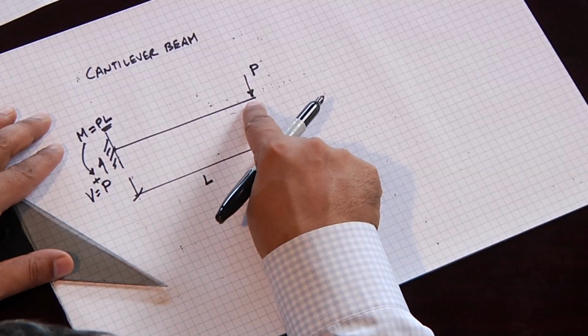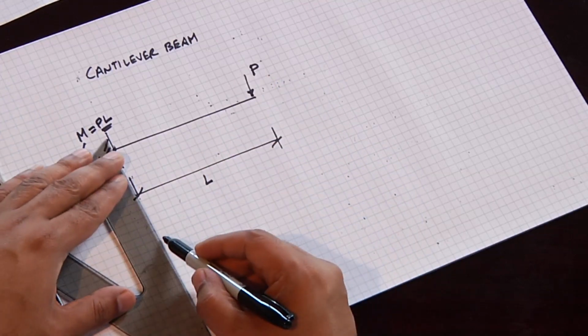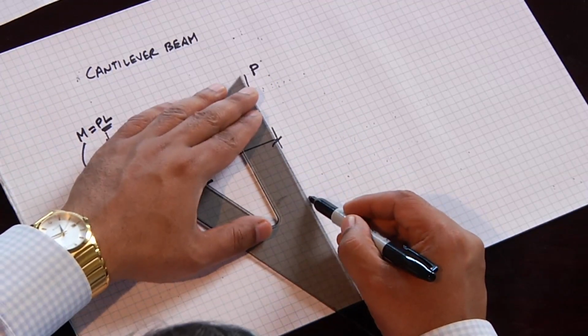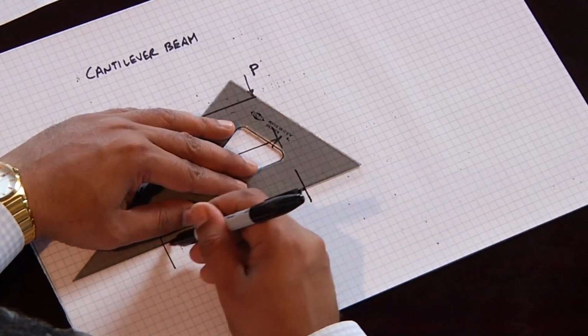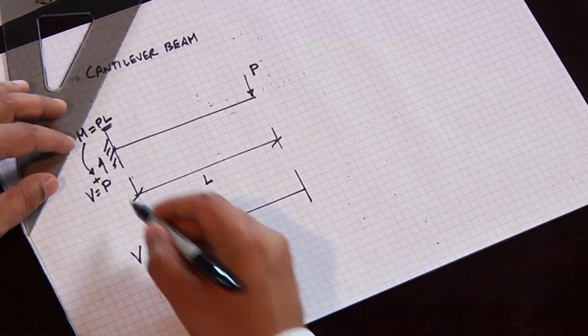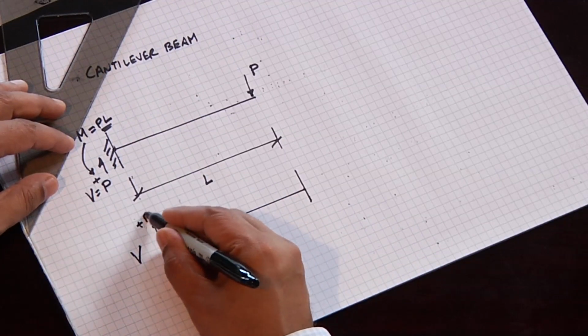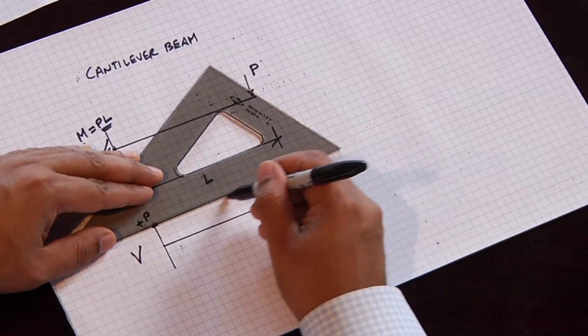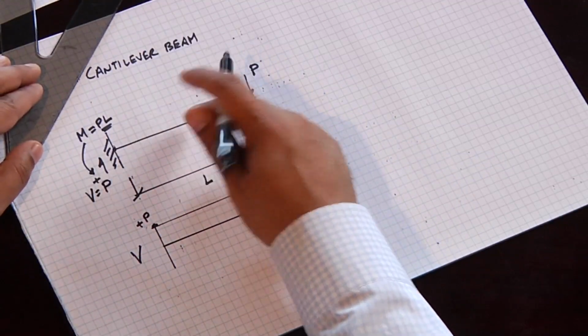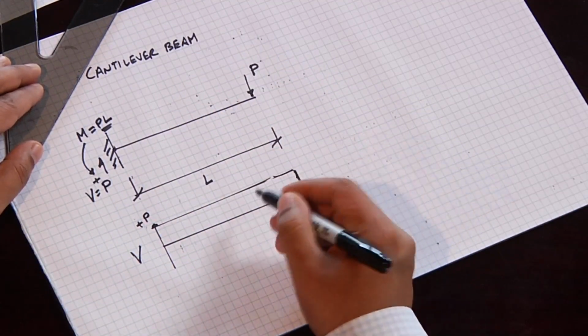The shear diagram for this is really quite simple. If we do a free body diagram, we graph the shear. We're going to start off here at plus P. It remains constant because there's nothing else going on inside the beam. There's no other load. And then it drops down to 0. And that's our shear diagram.